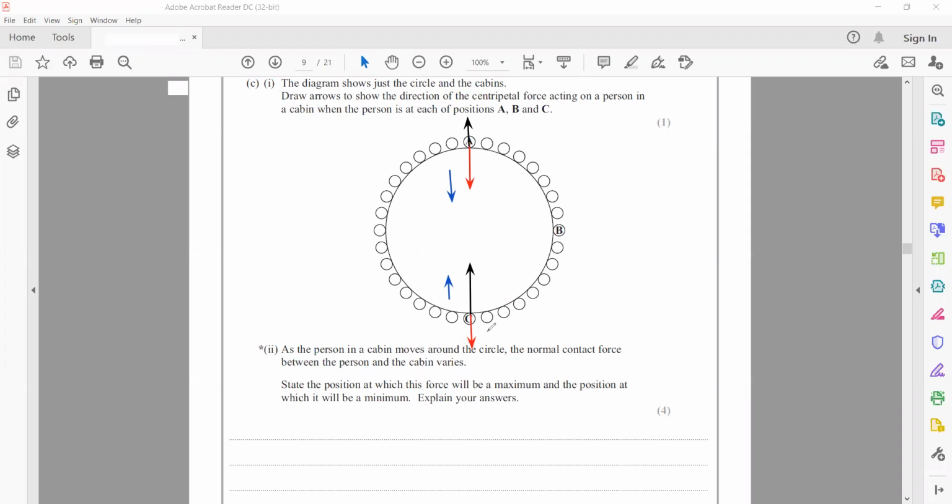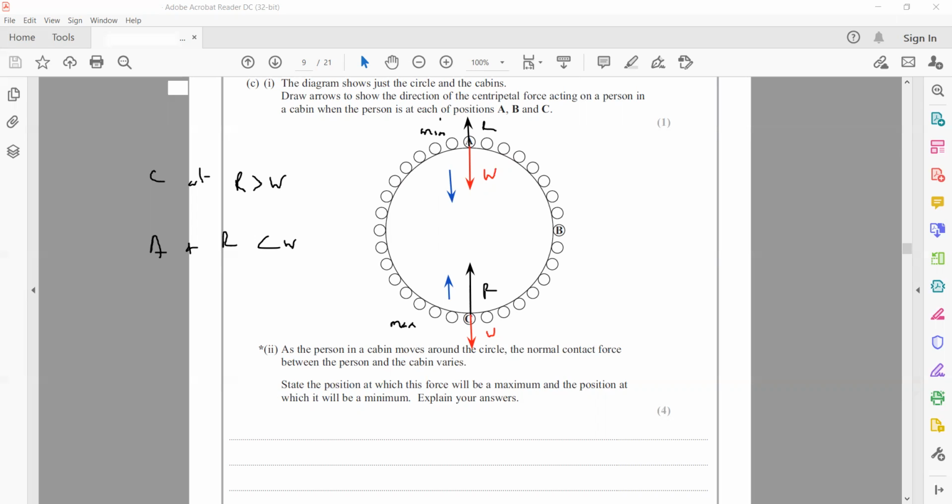So the red arrow is representing the weight and the black arrow is representing the normal contact force. So here the normal contact force must be greater than W at point C, but at A the normal contact force should be less than W, so that it will create a resultant force towards the center. So we can say at C the normal contact force will be maximum and at A it will be minimum.